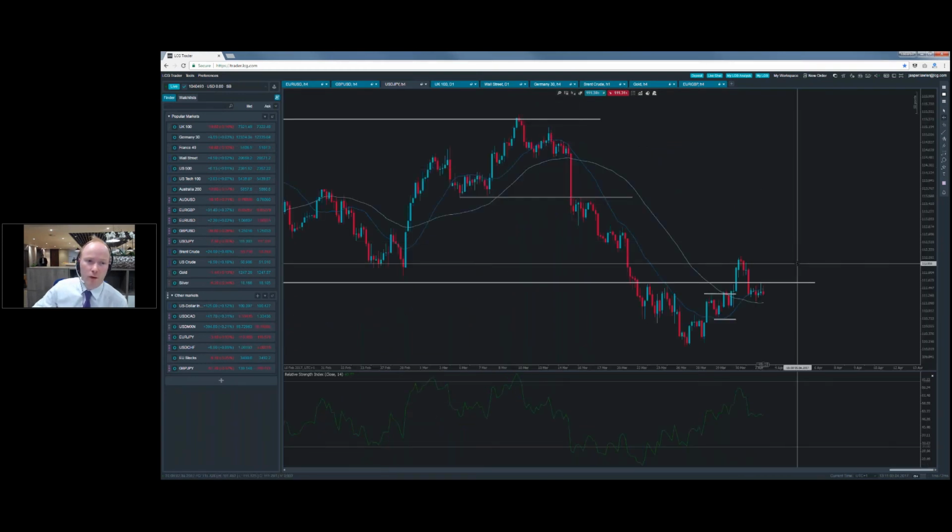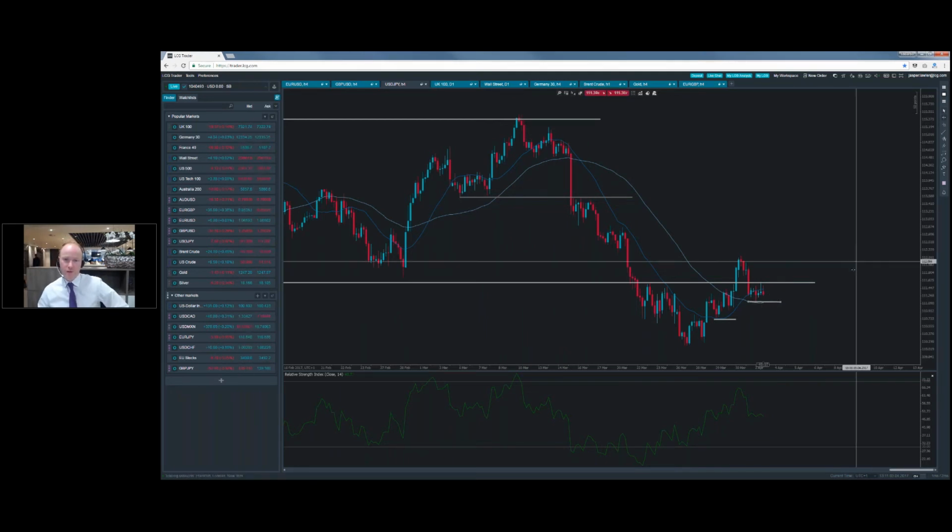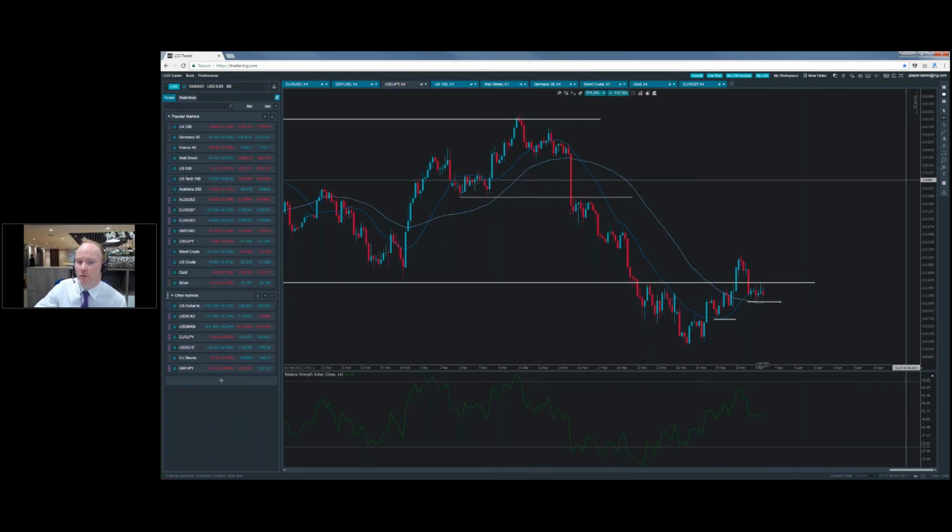All you have to do is look on the shorter time frame and see if we can break down any of these levels. If we break down through this, which would be the 111.10 and change, again it's kind of 111 that we're looking at, then a bit more confirmation that the downside is coming.